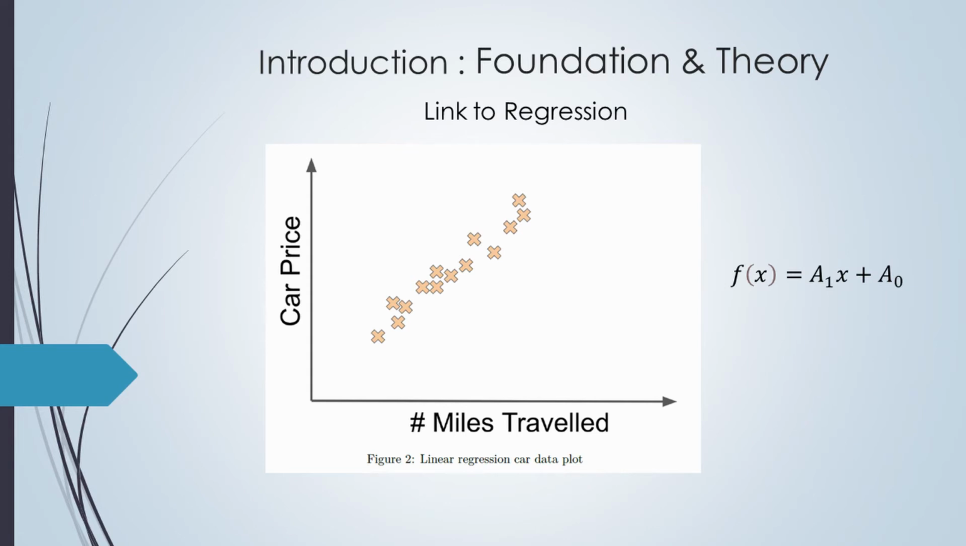Imagine you had data on the distance cars had traveled and the cost for each car, and you wanted to train a machine learning system to take in both the number of miles driven and the price of the cars. In this case, the relationship seems pretty linear, so we might be tempted to use a linear model of the form f(x) = a1 * x + a0. This is your famous y = mx + b, where a1 is the slope and a0 is the intercept.